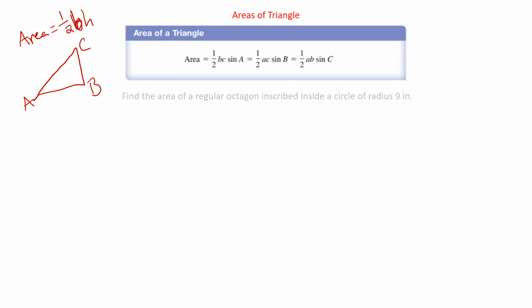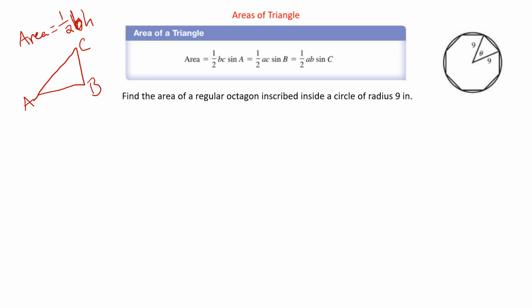So let's look at one. Find the area of a regular octagon inscribed inside a circle of radius 9 inches. And you might be thinking, wait a second, we're looking at triangles. True. Any regular polygon can be broken up into congruent triangles. So an octagon is going to be 8 congruent triangles. If we find one of them, then we can just multiply by 8.